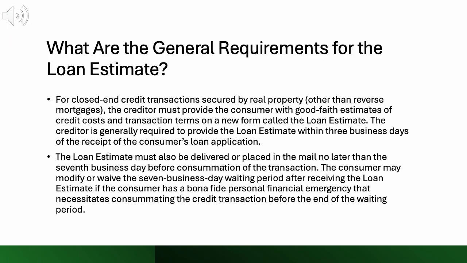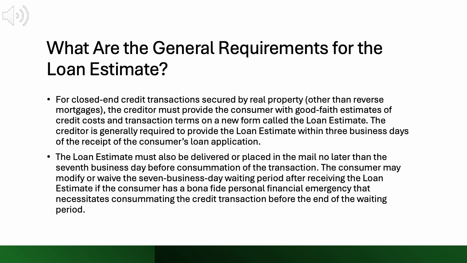What are the general requirements for the loan estimate? For closed-end credit transactions secured by real property other than reverse mortgages, the creditor must provide the consumer with good faith estimates of credit costs and transaction terms on a new form called the loan estimate. The creditor is generally required to provide the loan estimate within 3 business days of the receipt of the consumer's loan application. The loan estimate must also be delivered or placed in the mail no later than the 7th business day before consummation of the transaction.